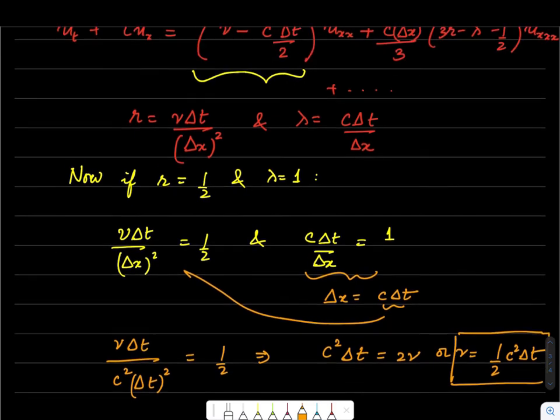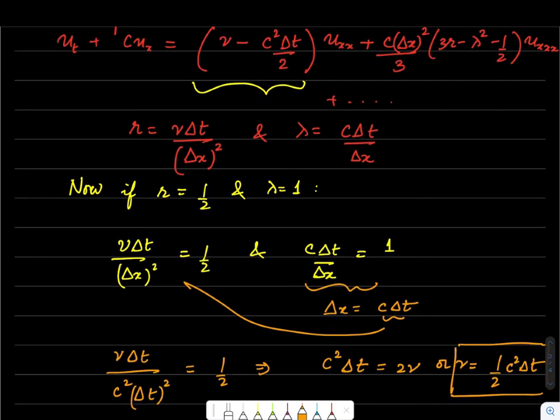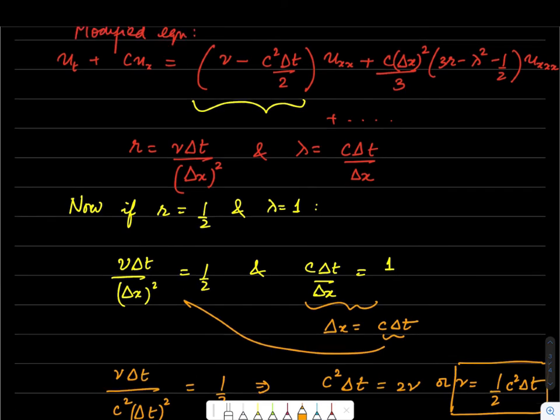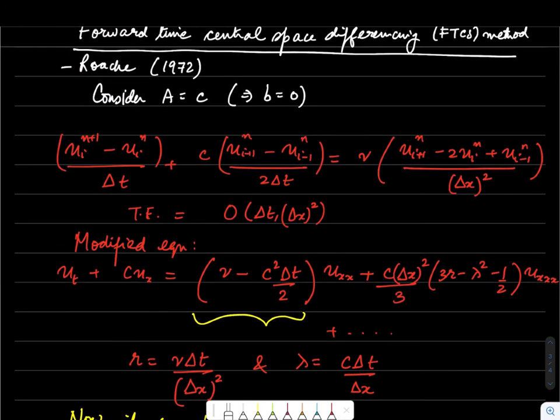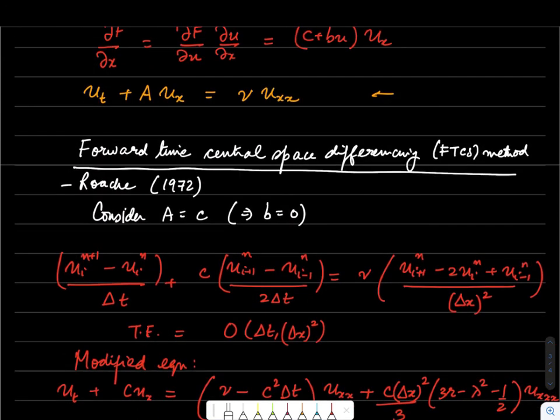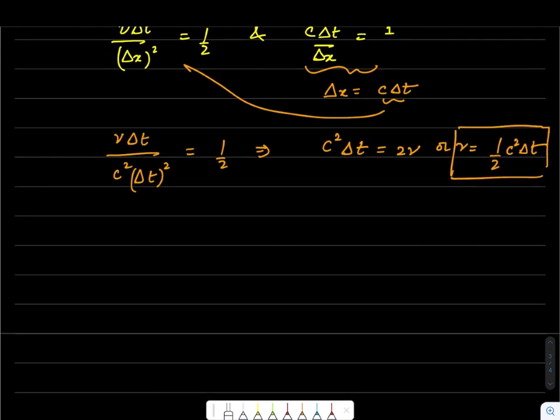So clearly, when we use r to be 1 by 2 and lambda to be 1, we can see that this number here will actually go to 0. So we'll have no viscous dissipation term. In fact, the viscous term itself is getting eliminated. But the original problem actually has this viscous term in it. So clearly, r equal to 1 by 2 and lambda equal to 1 is unacceptable.